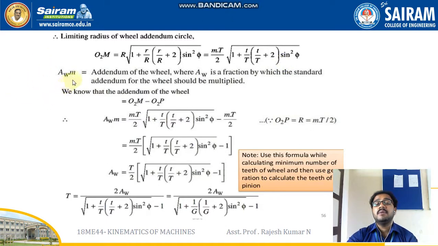And A_W times M, the addendum of the wheel, where A_W is the fraction by which the standard addendum for the wheel should be multiplied.